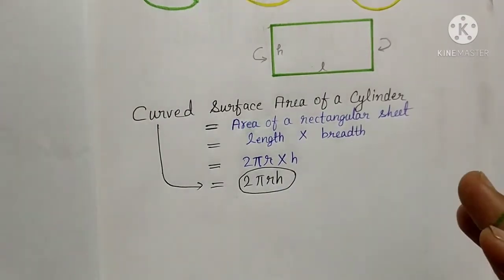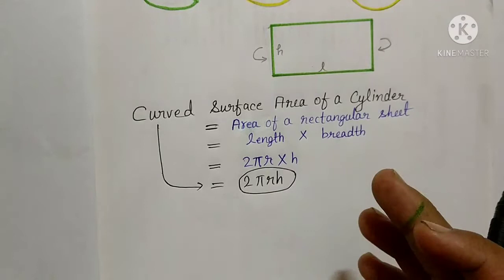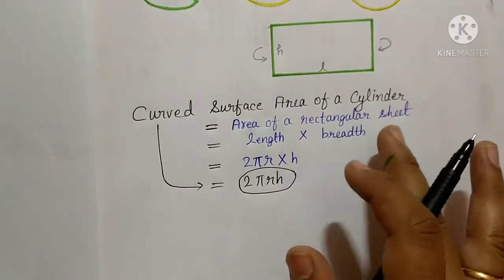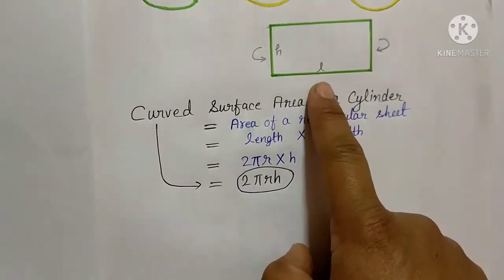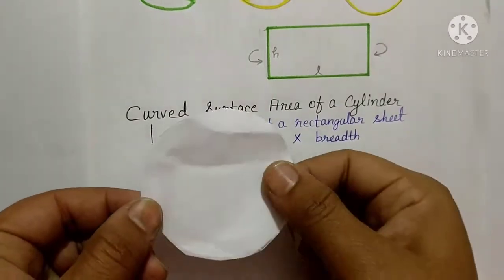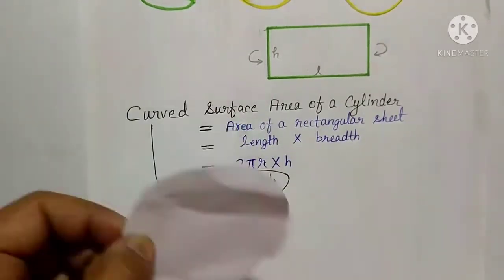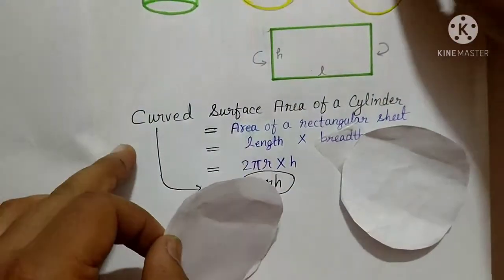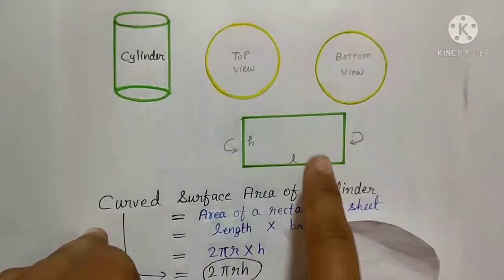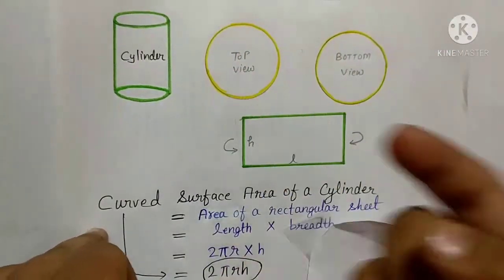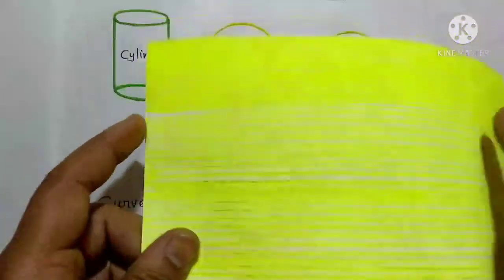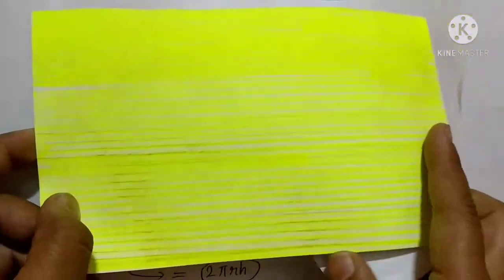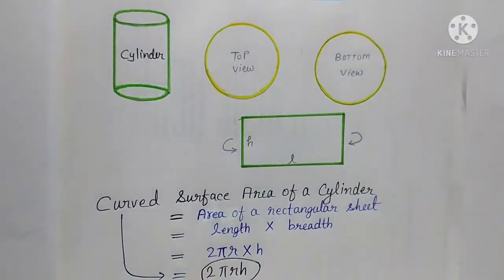So I hope now you understand how the formula forms, and you can easily find the curved surface area of the cylinder. Remember, when we are finding curved surface area, we are not including the top and the bottom, just the middle part, that is the curved area. Only this part we are finding, which was curved. That's why the top and bottom will not be included.